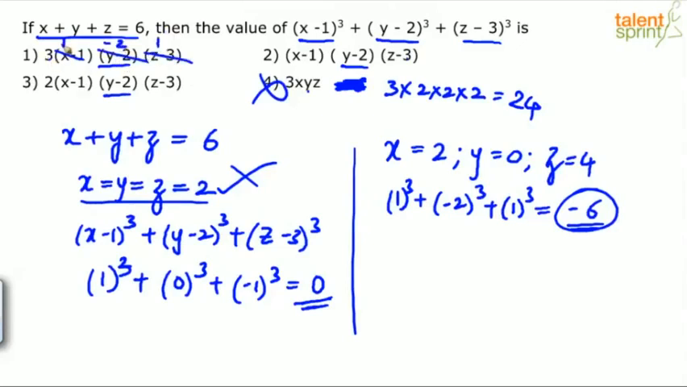So 3 into 1, 3. 3 into minus 2, minus 6. Minus 6 into 1, minus 6. So this is correct. Option 1 seems to be correct. But we have to verify the remaining options also.